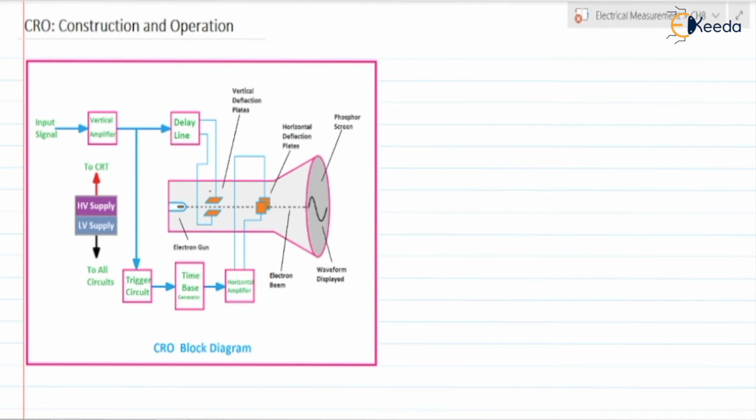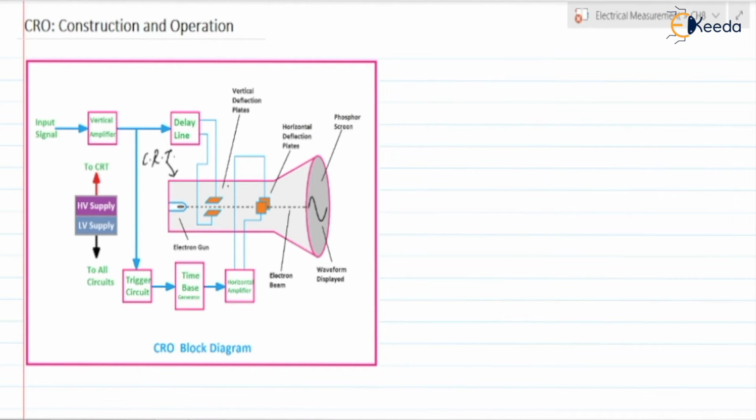The heart of the CRO is the CRT. CRT stands for cathode ray tube. This full section is the cathode ray tube. Inside the cathode ray tube, we have an electron gun assembly, vertical deflection plates, horizontal deflection plates, and a phosphor screen.